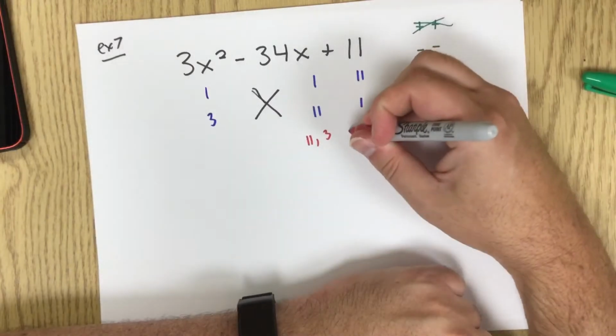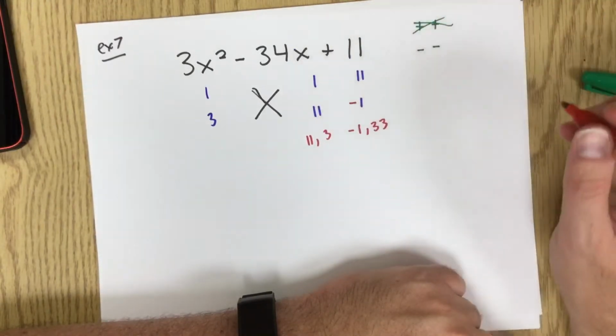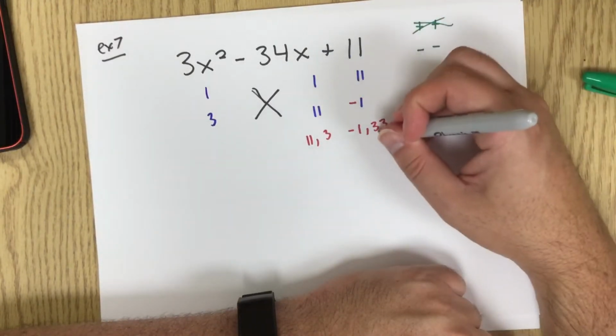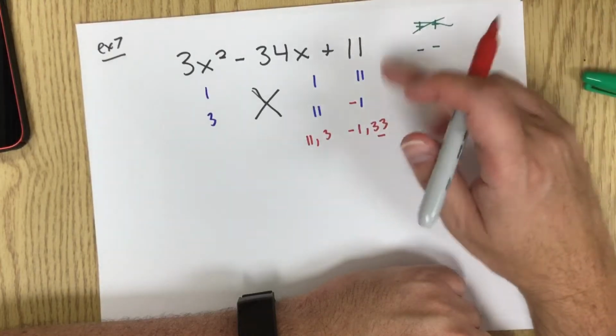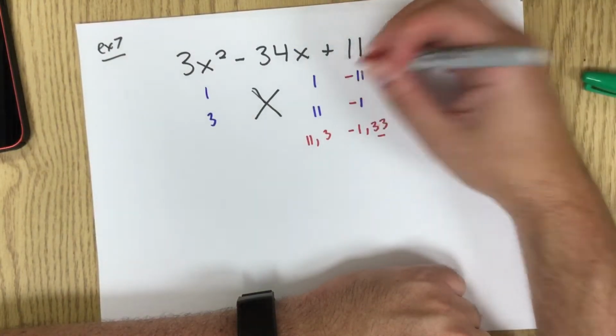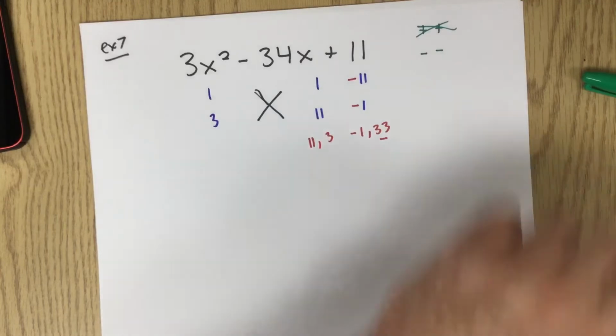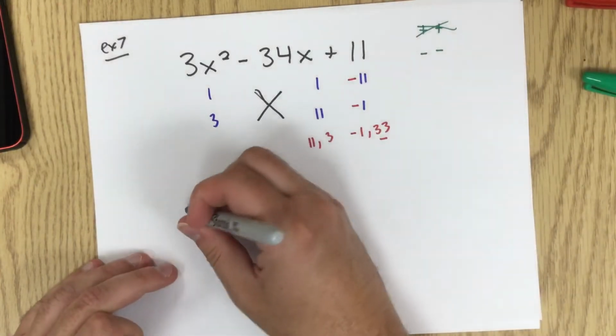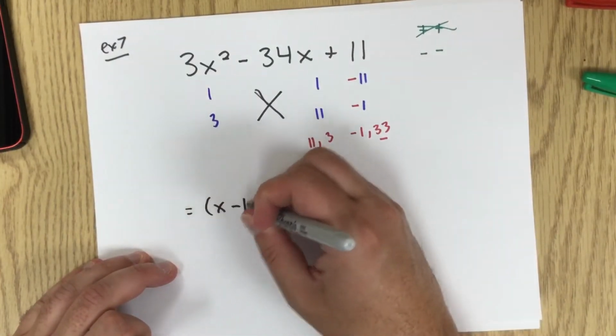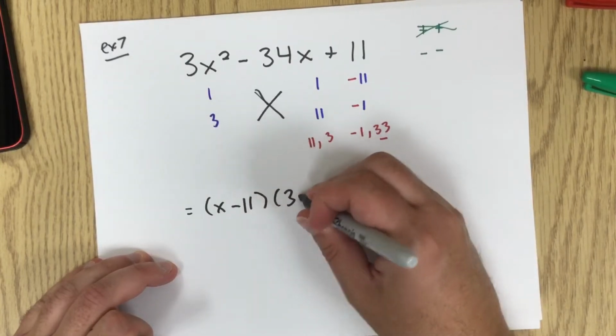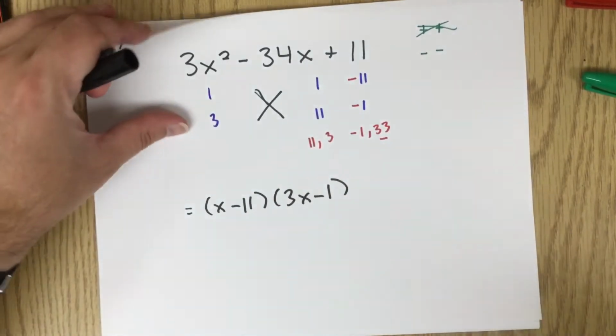So we're going to make this one negative by putting a -1 in front of that over there. We're going to make this 33 negative. I put it underneath, but you get the point. By putting that over there. And then we read across as usual. So it's going to be x minus 11, 3x minus 1.